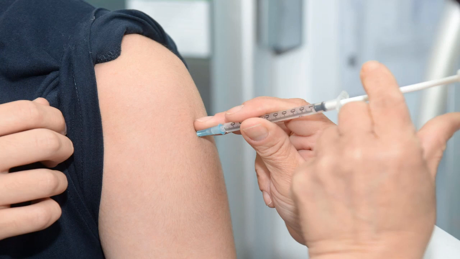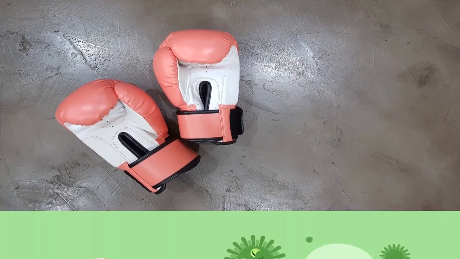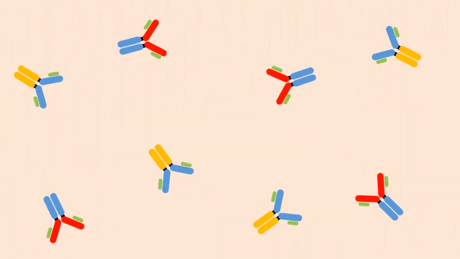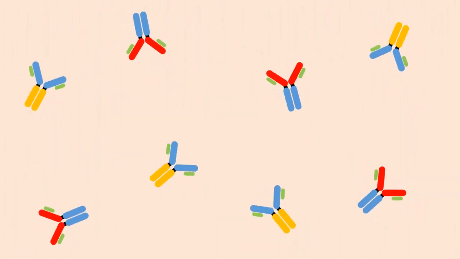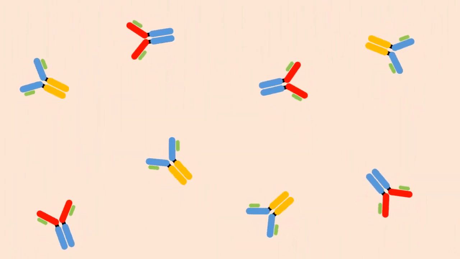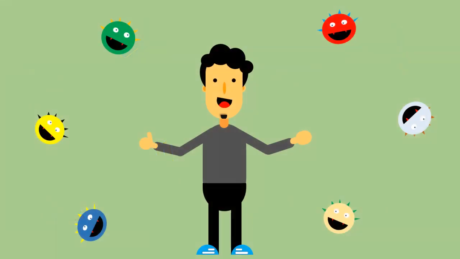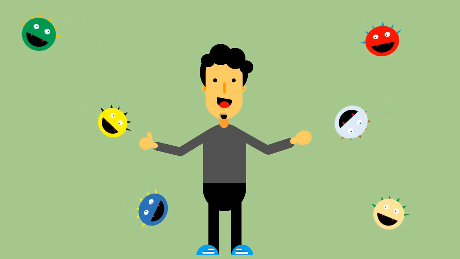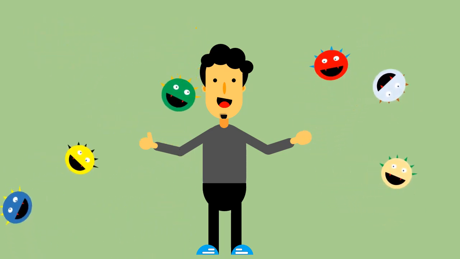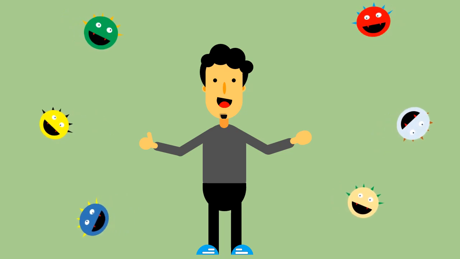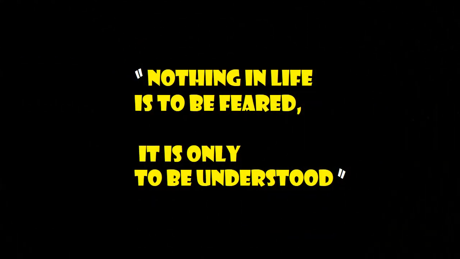But when it comes to fighting viruses, the immune system is your best friend, which releases antibodies that not only prevent viruses from entering your cells, but also eliminate them from the body's system. And though viruses are all around us causing deadly diseases, as the famous Nobel Prize winning scientist Marie Curie has said, nothing in life is to be feared, it is only to be understood.